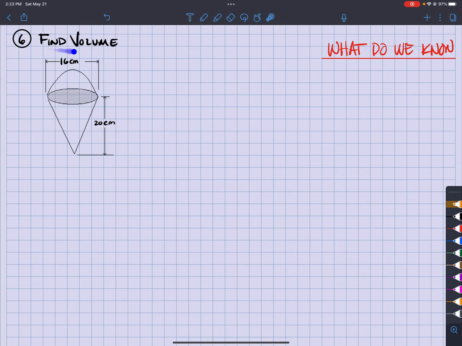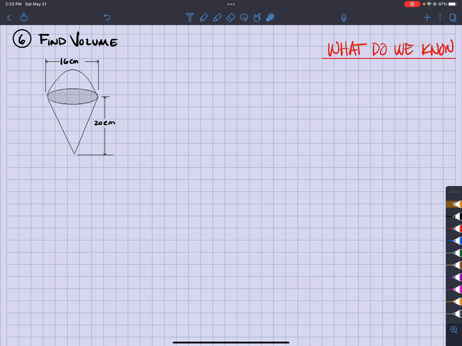All right, so we need to find the volume of this shape right here. Well, what do we have in this shape? We have this right here, which is a cone. And then up here, this heaping scoop of ice cream that's just on top is going to be half of a sphere, okay?